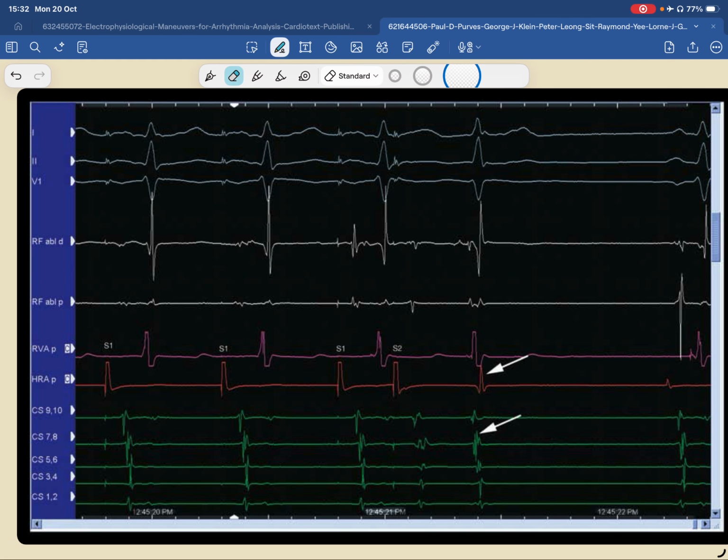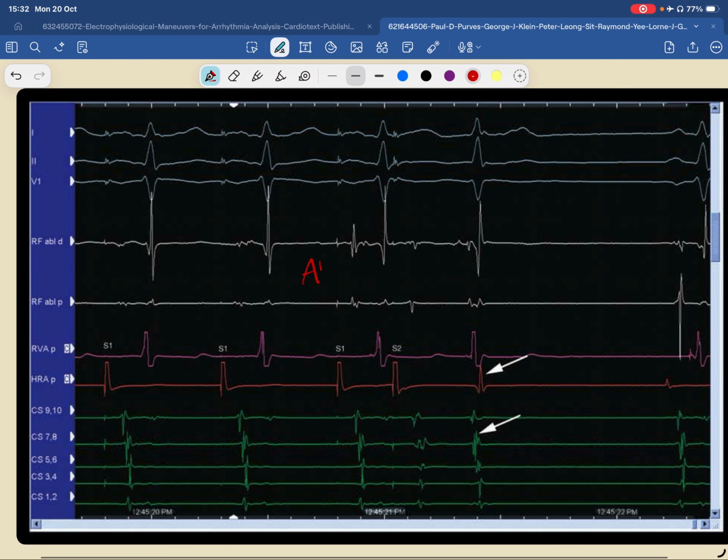One of the common terminologies we use in the EP lab during diagnostic EP studies is AV node or nodal echo, also known as an echo beat. Now, do we know what that means or what that is?